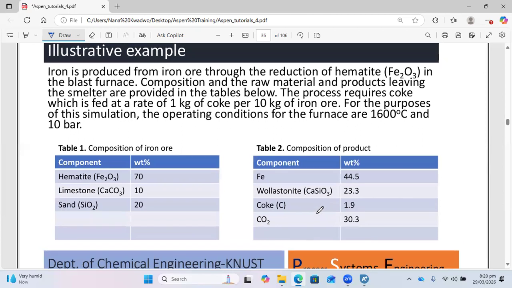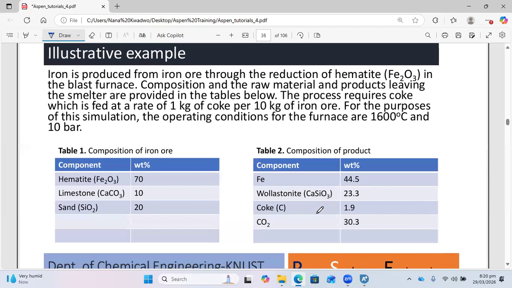Okay, so this is the example we are going to try. Iron is produced from iron ore through the reduction of hematites in the blast furnace. The composition and raw material and products leaving the smelter are provided in the tables below. The process requires coke, which is fed at a rate of 1 kilogram of coke per 10 kilogram of iron ore. For the purposes of this simulation, the operating conditions for the furnace are 1600 degrees Celsius and 10 bar.